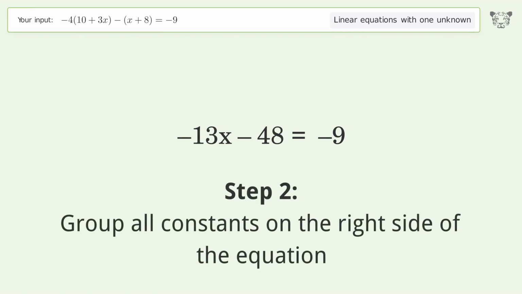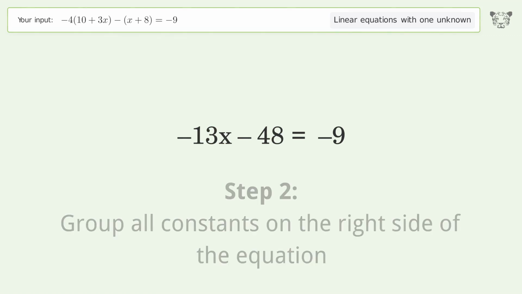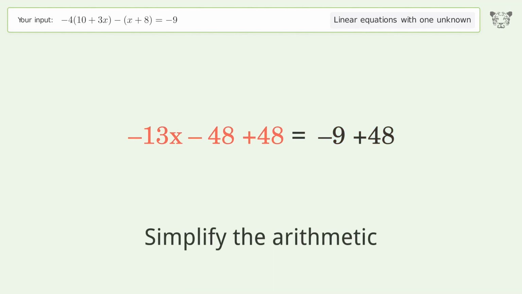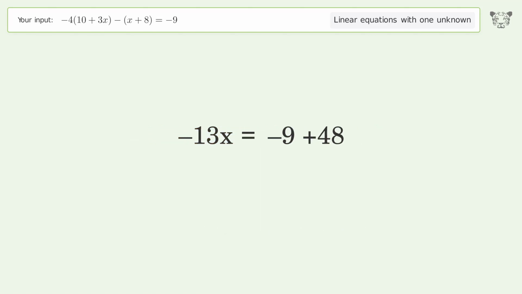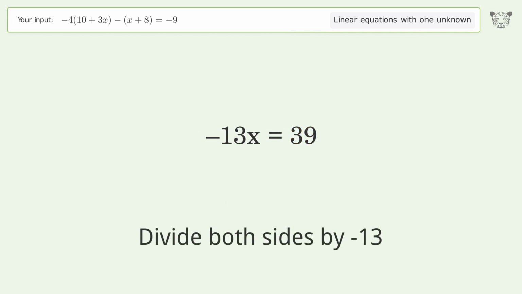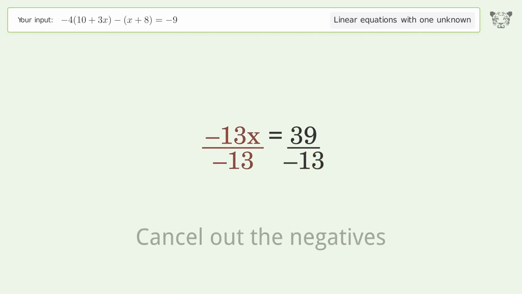Group all constants on the right side of the equation. Add 48 to both sides. Simplify the arithmetic. Isolate the x. Divide both sides by -13. Cancel out the negatives.